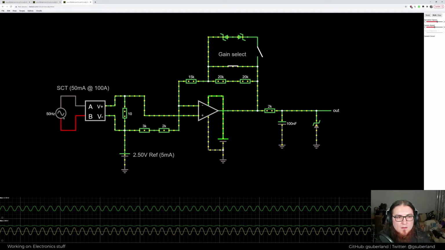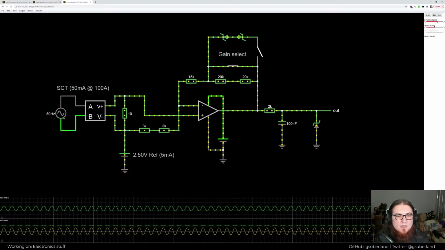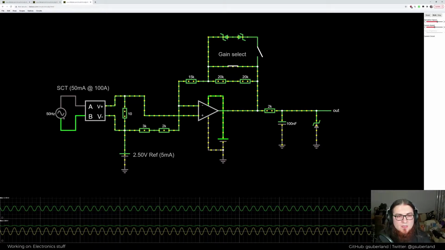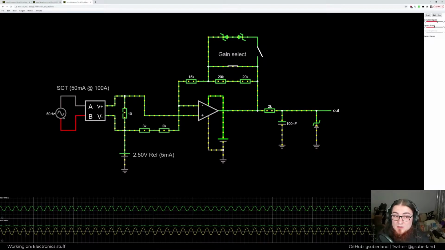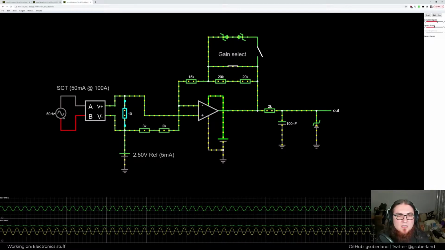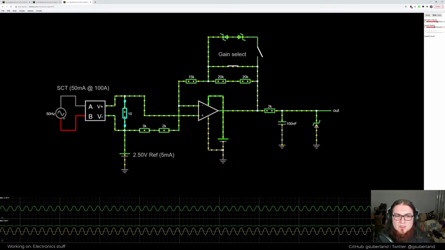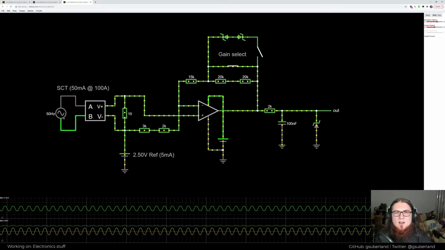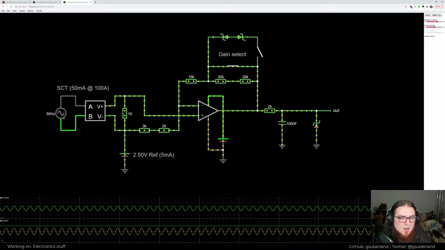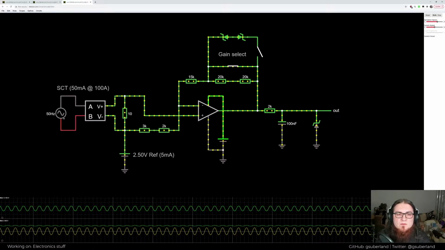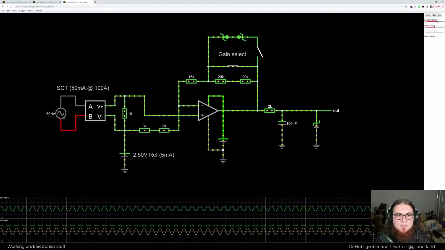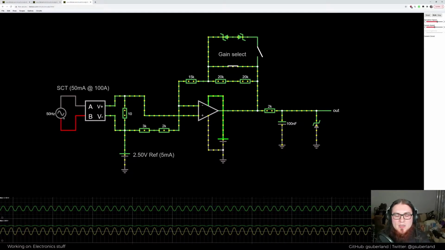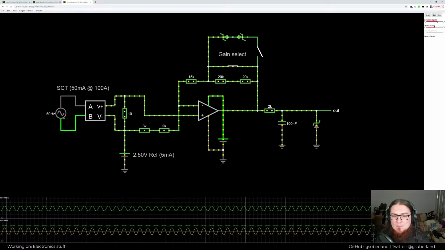Now, most designs that I've looked at either make a mistake, which is to use a much larger burden resistance, which is not allowed according to the data sheet, in order to generate a larger voltage, which can cause all sorts of problems and non-linearity, and generally is not a good idea. Or they just stick with the 10 ohm resistor and take that 1 volt peak to peak signal and feed it into an ADC.